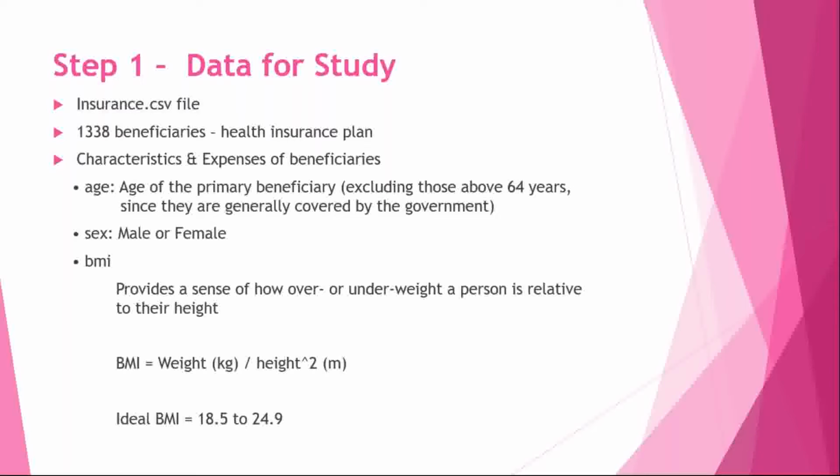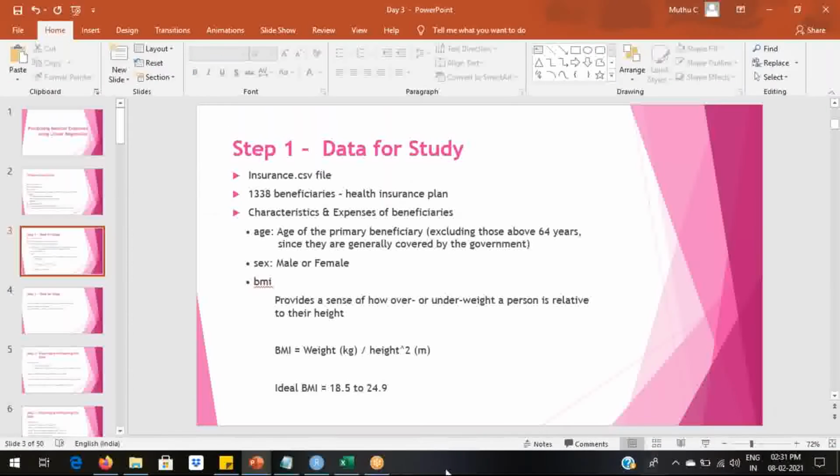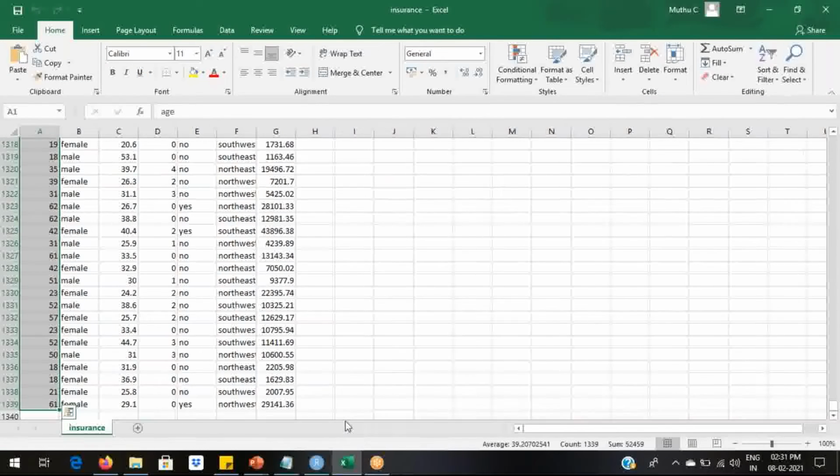So what is meant by primary beneficiary? Let's take an example. My father is taking a health insurance policy in LIC. So he wants to add dependents: my mom, myself, and my younger brother. So my dad is the primary beneficiary here, and his wife and his children are dependents. So here we are talking about the age of the primary beneficiary in age. I am referring to the first column.